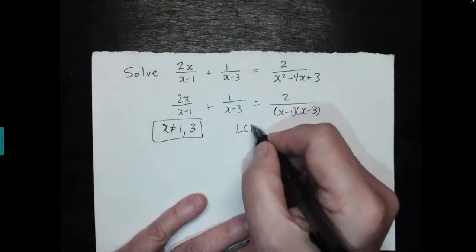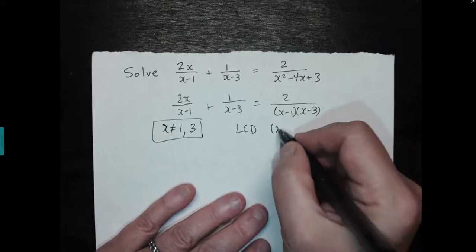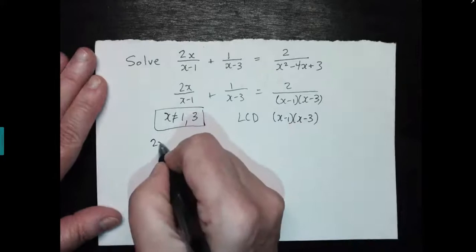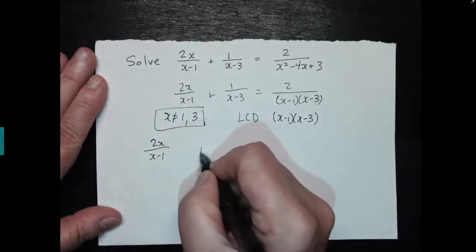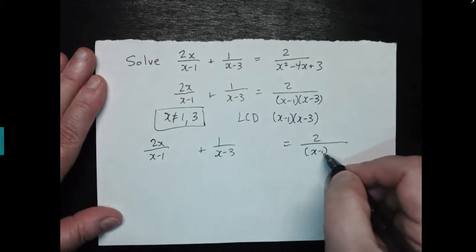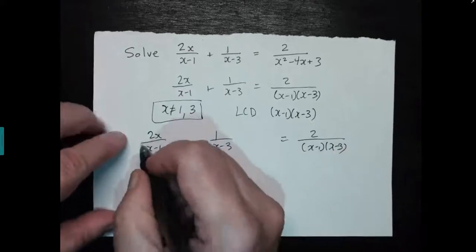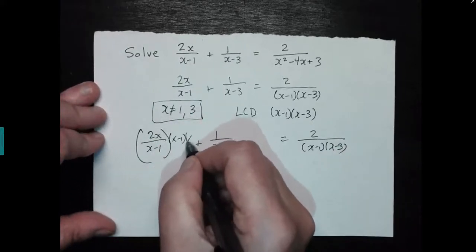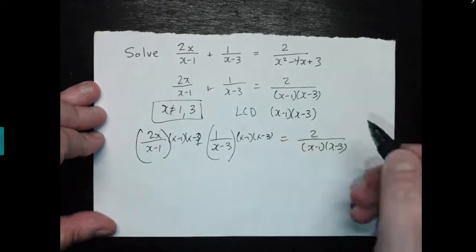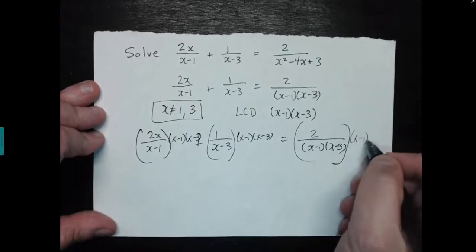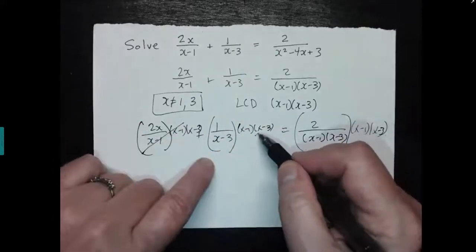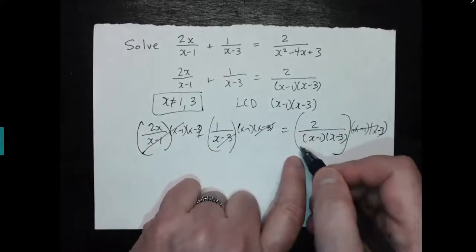Now my lowest common denominator we can see is going to be x minus 1 times x minus 3. So what we're going to do is multiply every term by x minus 1 times x minus 3. I'll multiply this one, this one, and this one by x minus 1 times x minus 3. So with cancellation, that's going to cancel, that's going to cancel, and that's going to cancel.